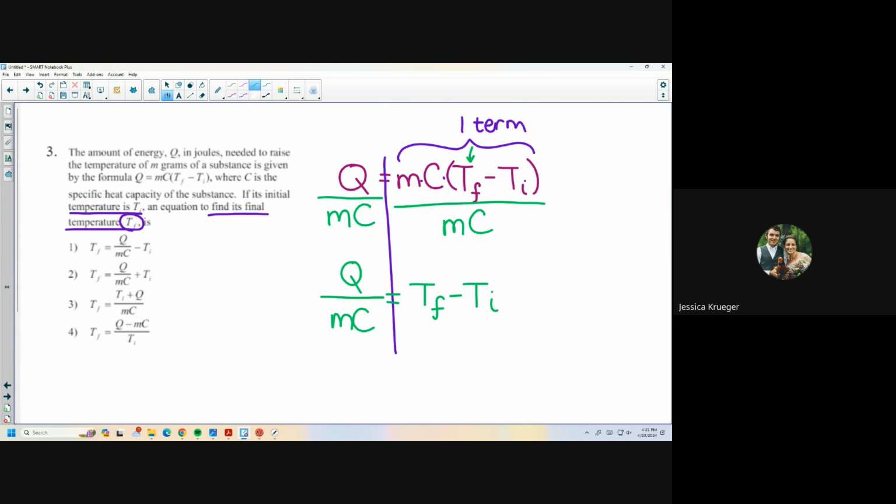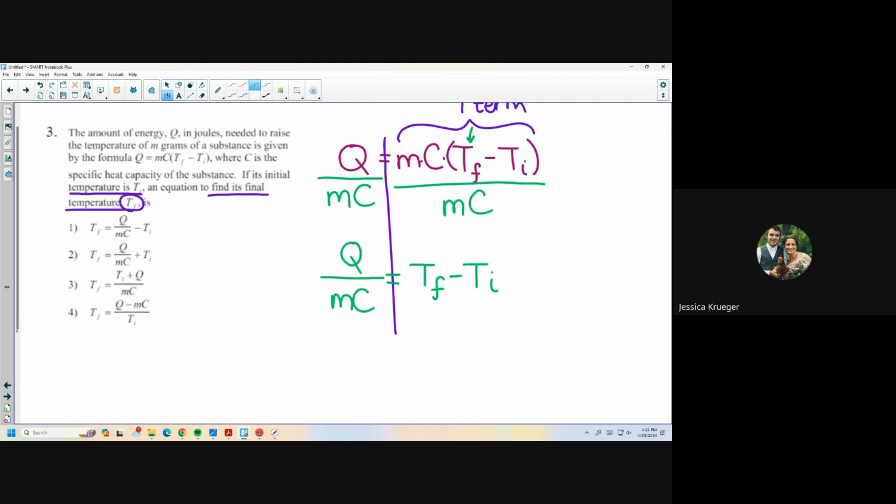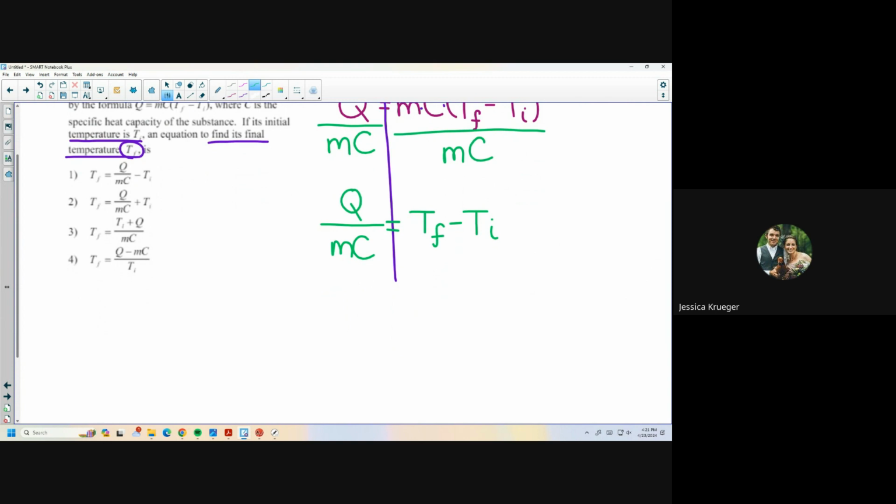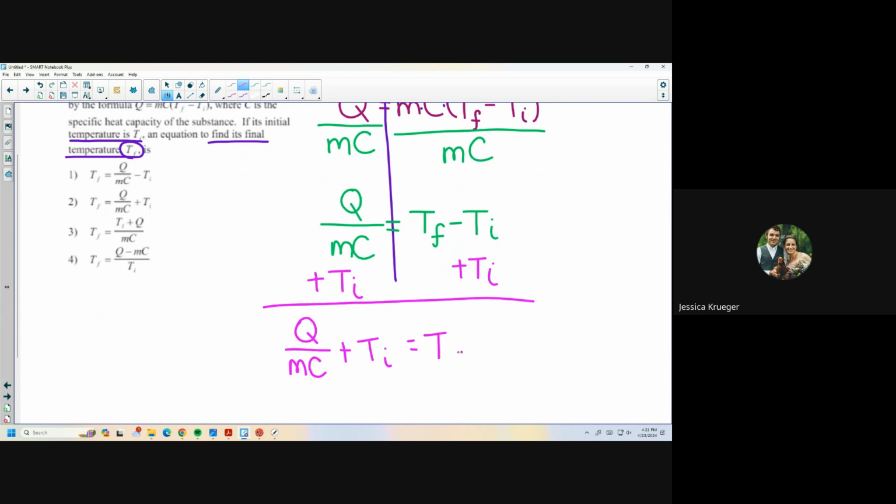Now, if you're getting stuck at one of these steps and you're not sure why it simplifies down to that, put a big star there and come in and ask me about it so we can talk through it together. My final step is to get T sub F alone. Pause the video, see if you can figure out how you would do that. We're going to add T sub I to both sides. And there's my answer. So that corresponds to answer choice 2.